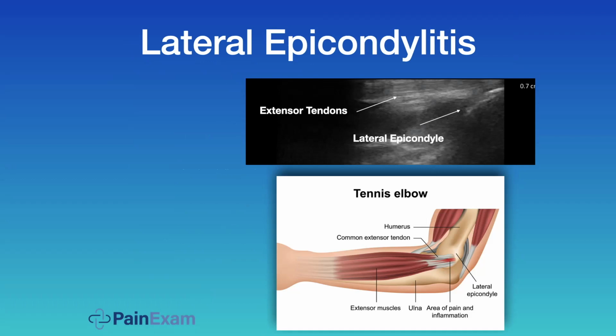The lateral epicondyle here is right, the bone shadow at the right is the epicondyle. The hyperlucent structure with striations going down to the bone is the extensor muscle tendon. And the ultrasound is oriented as such.